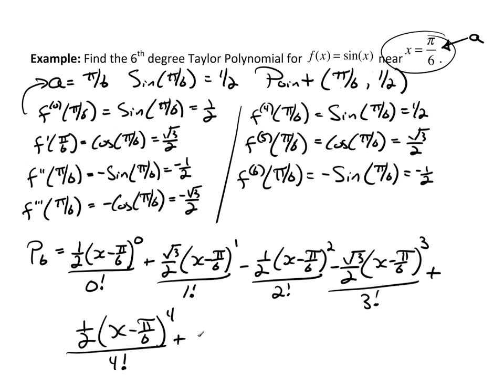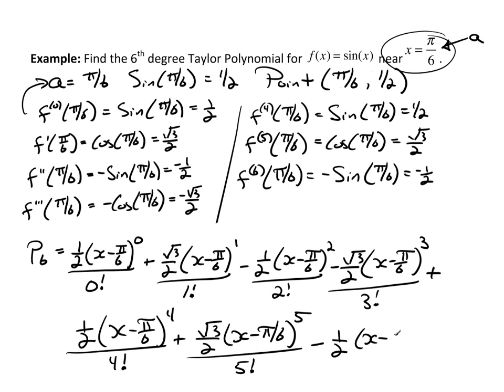Then I have the fifth, which is plus root 3 over 2 (x minus pi over 6) to the 5th over 5 factorial. And then finally the sixth, which is a negative 1/2 (x minus pi over 6) to the 6th over 6 factorial. So now I have this polynomial that's going to do a really nice job of approximating sine of x near pi over 6. And actually, the more and more terms that I add, the farther and farther away from pi over 6 I can get.